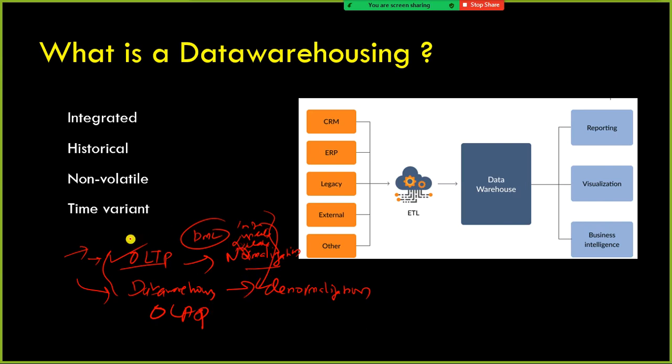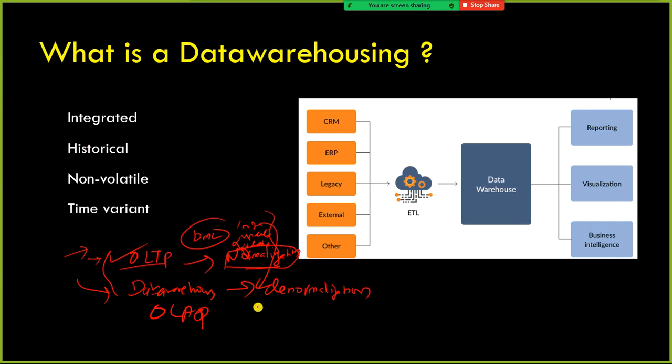Also here, in the data model, they use a technique called normalization. They split the data and store it in multiple tables. Even in the case of a data warehouse, we store the data in different tables, but compared to online transaction processing, the number of tables that we split it into here is very small.